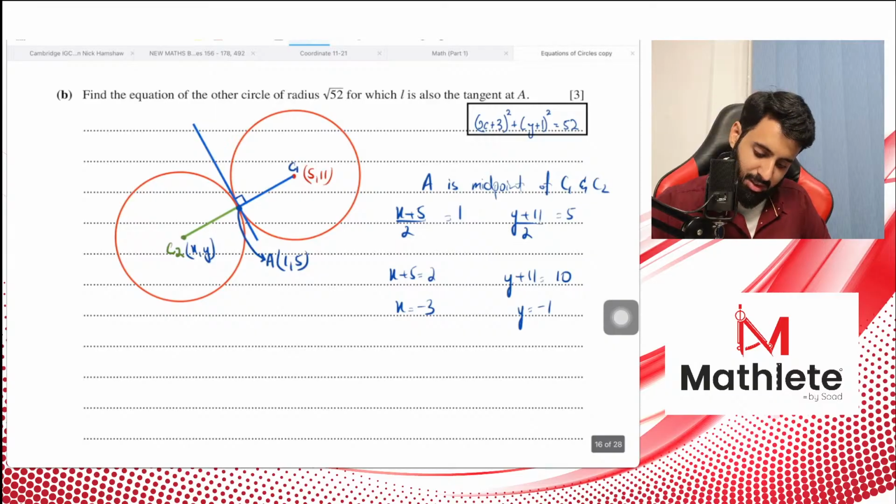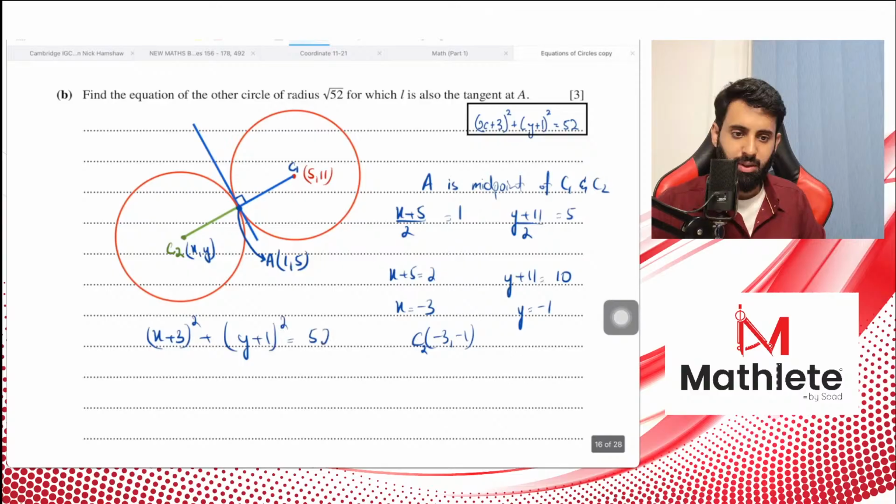Now that we have the coordinates of the center, minus 3 and minus 1, we can form an equation very easily. x minus minus 3, so that becomes x plus 3, plus y minus minus 1, that becomes y plus 1, the whole thing squared, equals 52. There you go, r squared, which means root 52 squared, and that's how we have 52.